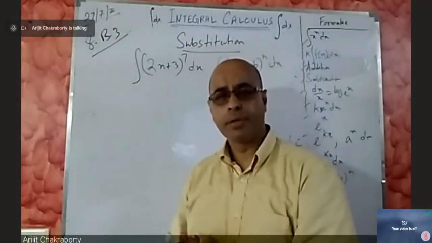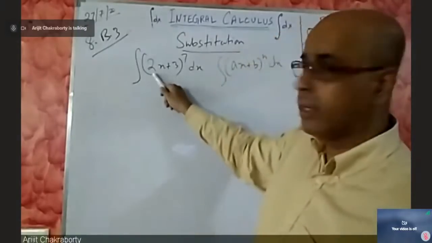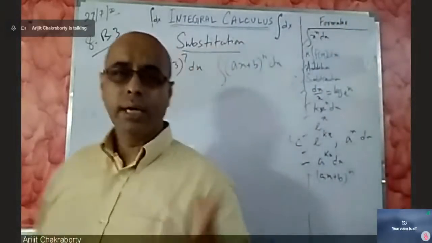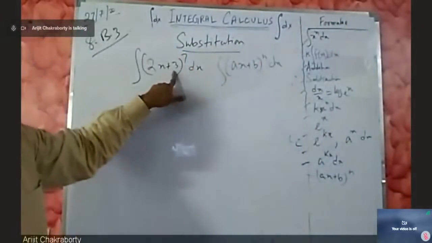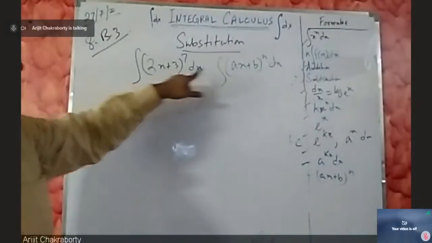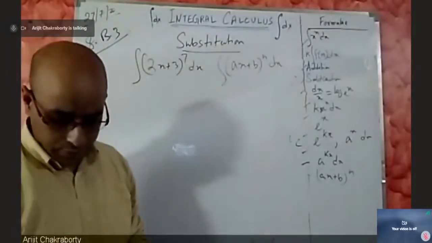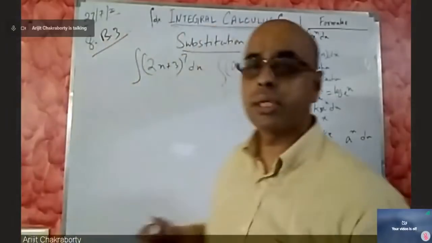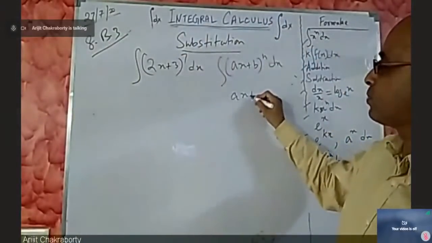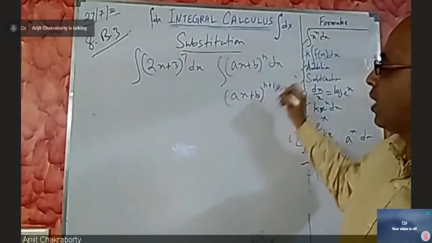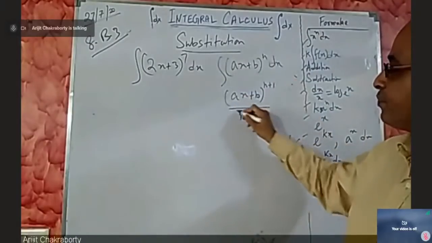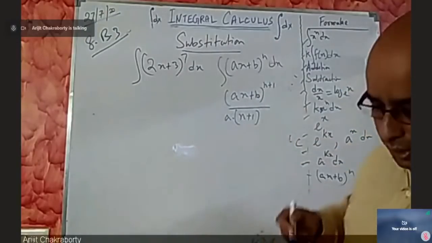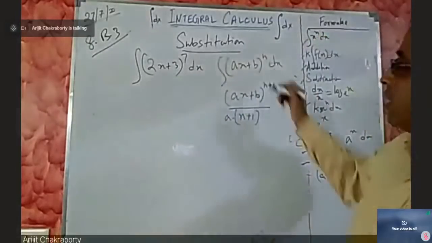Yes or no? I think yes, because here a is 2, ax is 2x, so a is 2. Second, b is equal to 3, and n is 7. Now in this case, ax plus b to the power n, if you see the formula, what was the solution? The solution is ax plus b to the power n plus 1 divided by n plus 1, and a will be multiplied. This is the solution to this particular integration.